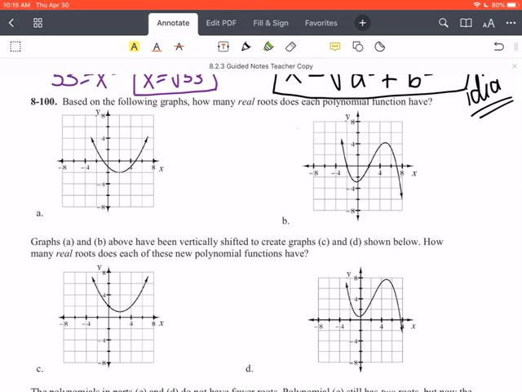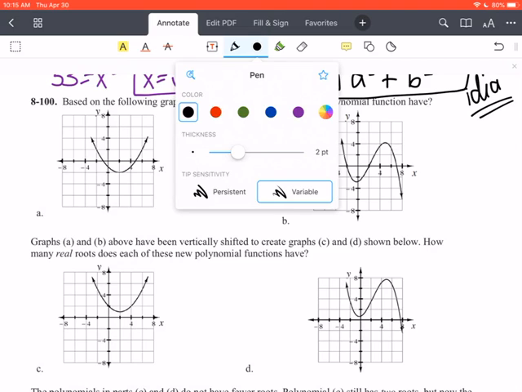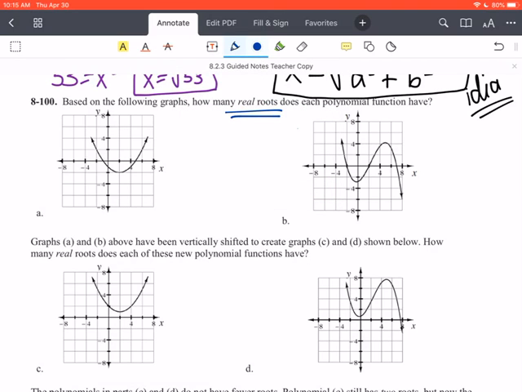So it says on 100, based on the following graphs, how many real roots does each polynomial have? Okay, now real roots are what? Those are the x-intercepts that we can see on the graph. So when we look at graph A, this is not a trick question. You're literally looking at how many times does the graph touch or cross the x-axis. So graph A has 2 real roots. This is just kind of like a matter of vocab and reading very carefully. The word real is important.